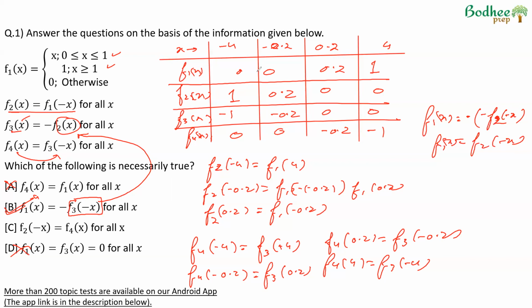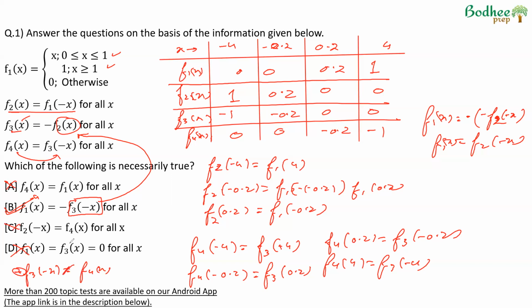We can check for C as well. F2 of minus x is equal to F3x, is equal to F4x. F2 of minus x here will be minus of F3 of minus x. This is given to be F4 of x according to option C. But F4 of x is equal to F3 of minus x. This minus is not there. Hence, option C is not correct.